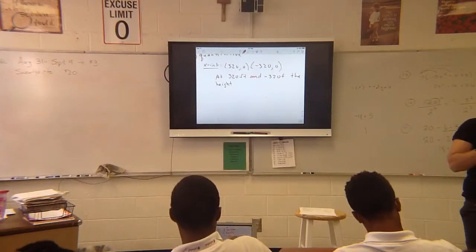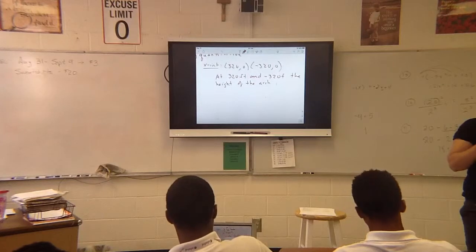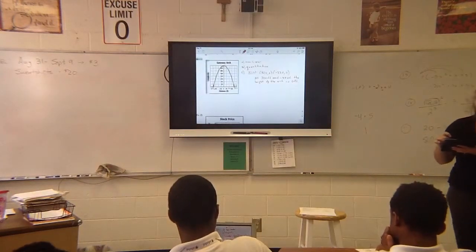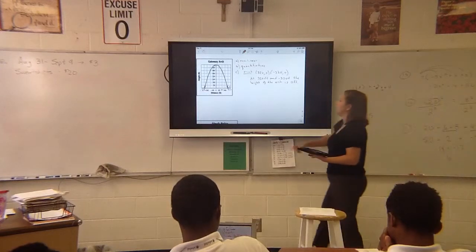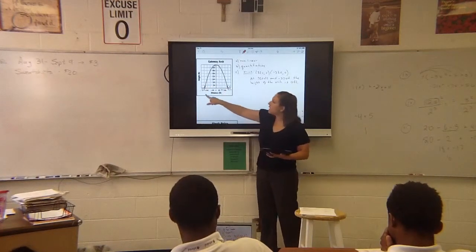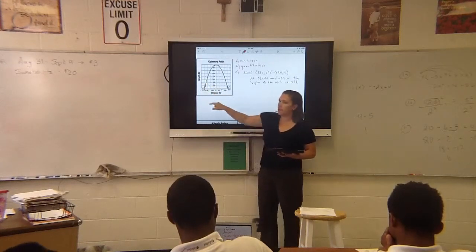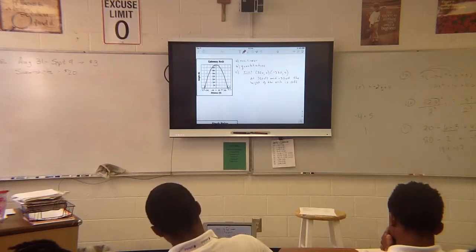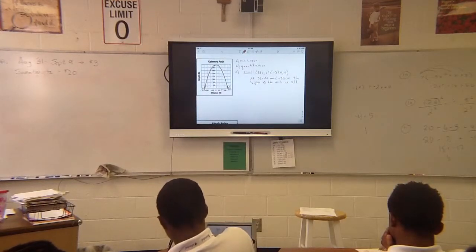The height of the arch is 0 feet. You literally are just writing down what this means. It means at 320, my height is 0. That's what this point means. At negative 320 feet, my height is 0. Does that make sense to you guys? Don't put any extra into this. Just literally talk about each part and what it means.